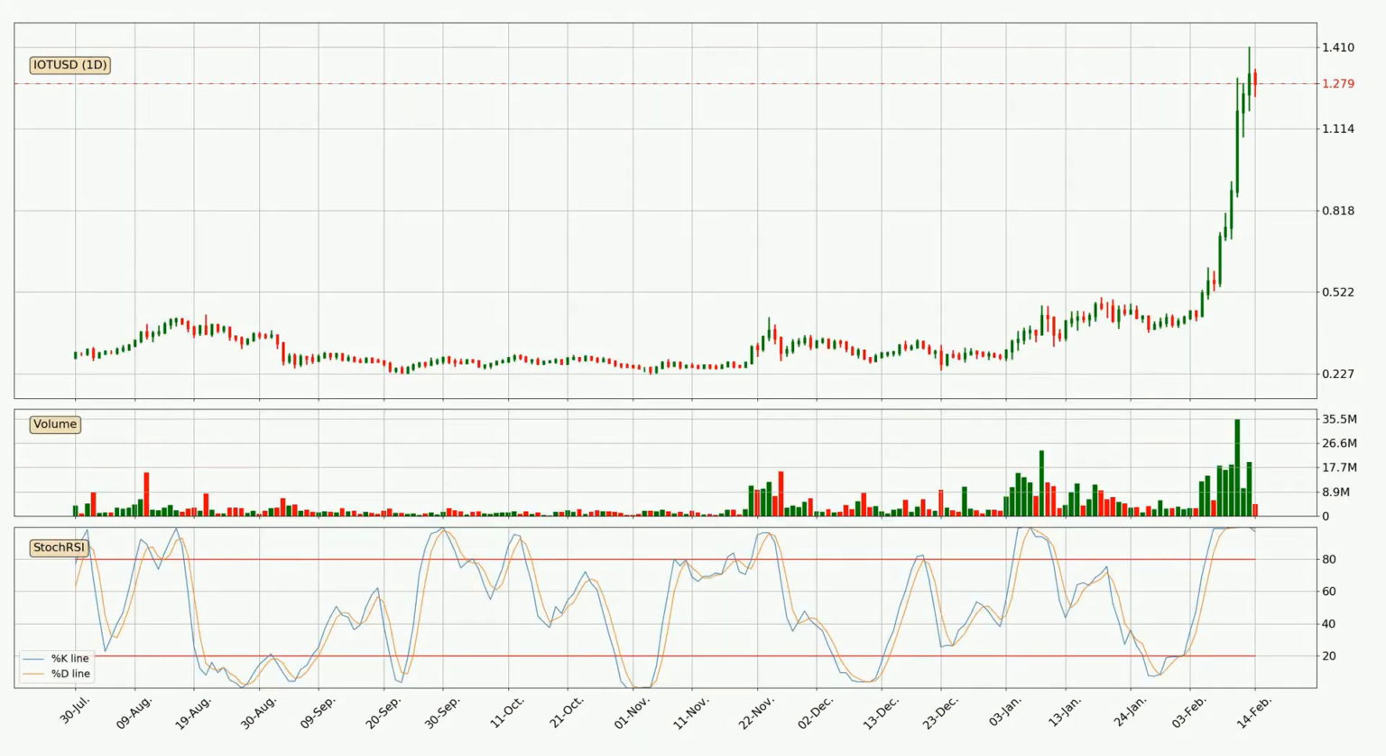Looking at the daily stochastic RSI, both the %K and %D lines are currently very high, which means that the price is overbought and a trend change, or at least consolidation for some time, is to be expected. The K line is below the D line, which shows that the trend has already shifted to the downside.